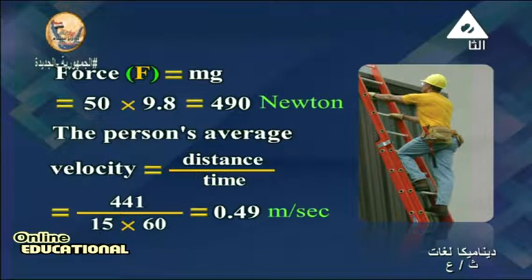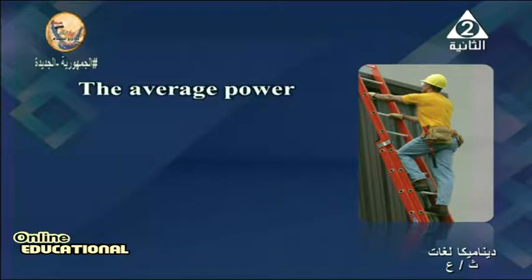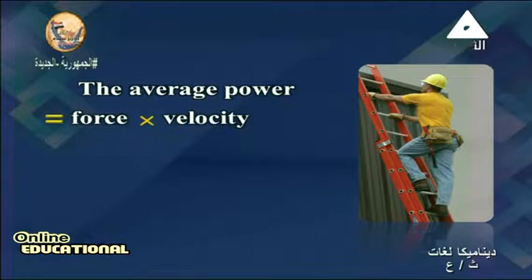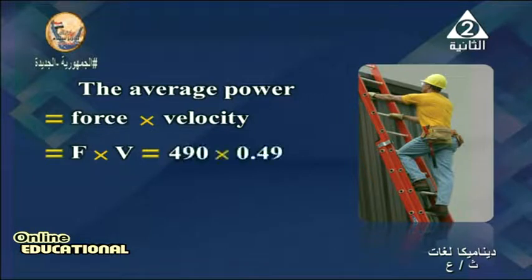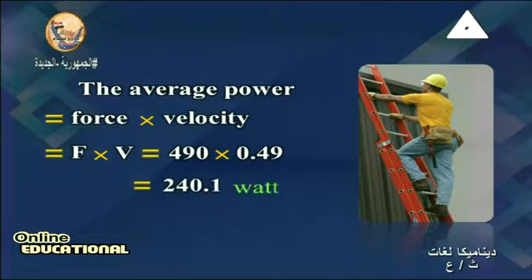Now, the average power equals force times velocity, F times V. The force 490 Newton and the velocity 0.49 meter per second. Then the average power equals 240.1 Newton times meter per second, or joule per second, which equals 240.1 watt.